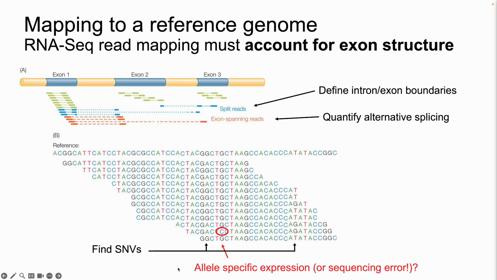And so you have to be a lot more careful about your interpretations, and in general, it's just dangerous to call variants from RNA-seq data. It can be done, you just have to be cautious with it.